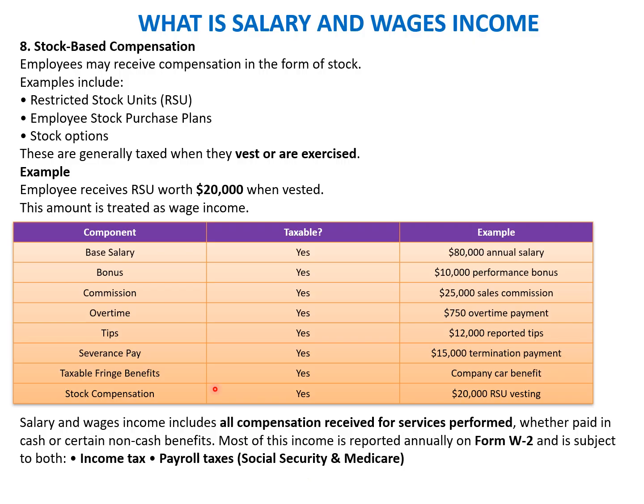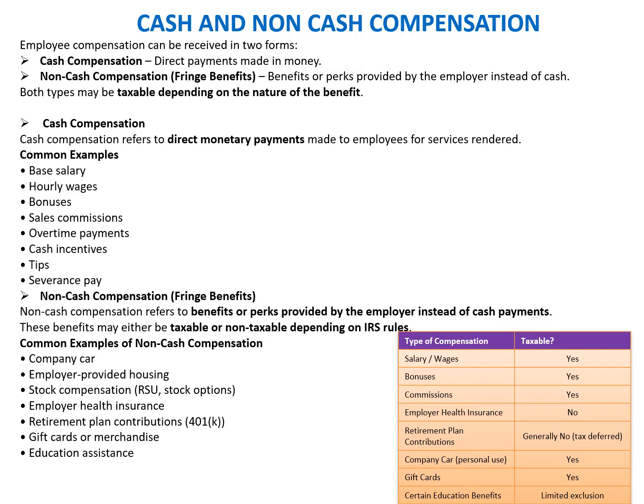So we'll move to the next slide. Okay, now we'll spend some time understanding the two major buckets, I would say, of salary and wages. Those are cash compensation, which is direct payment made in money, and non-cash compensation, which includes fringe benefits and benefits or perks provided by the employer instead of cash. Both types may be taxable depending upon the nature of the benefits, and we'll talk about them in the upcoming slides as well.